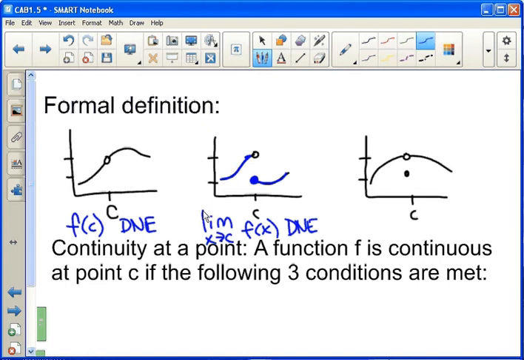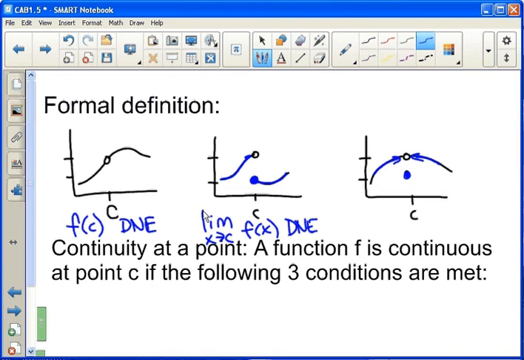So let's see if we can figure out what the problem is on this very last picture, the one on the right. Because if you look, the function does exist. We've got a point right there. Also, the limit exists. We're approaching the exact same value from both directions. So what's the problem this time? The function exists, the limit exists, but we're still not continuous.